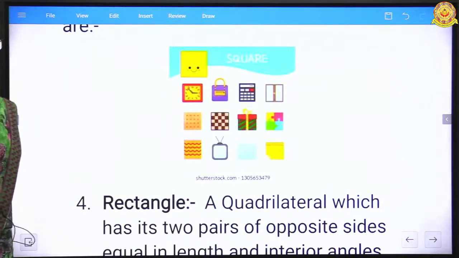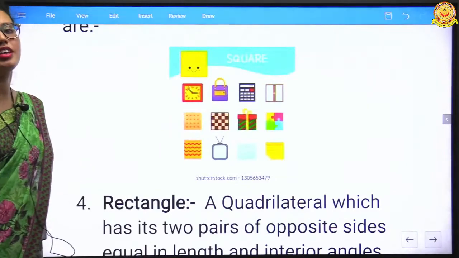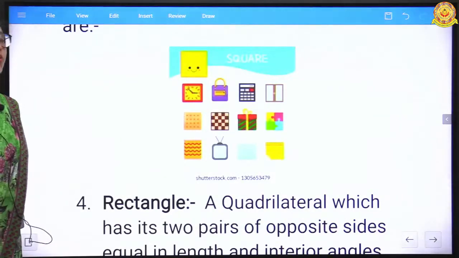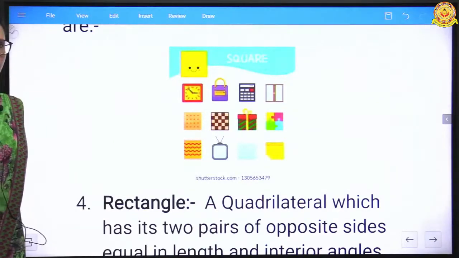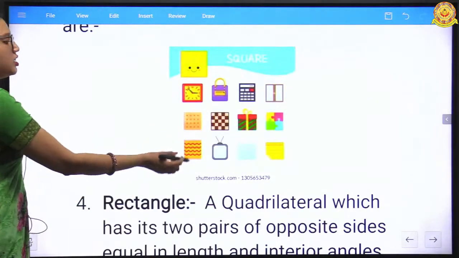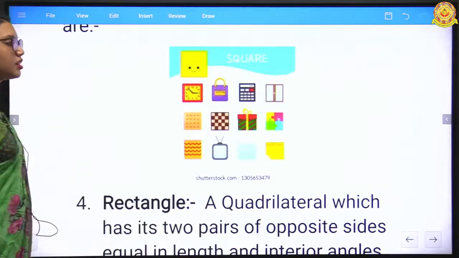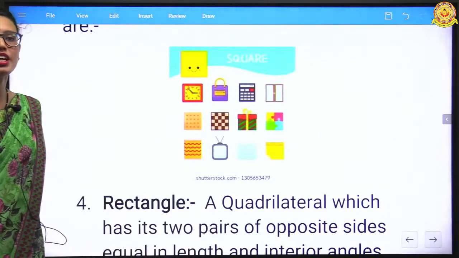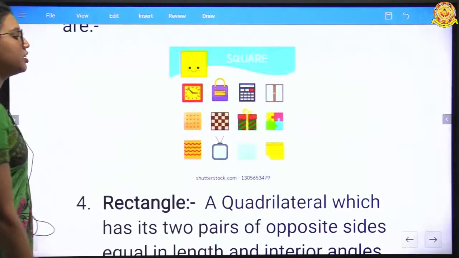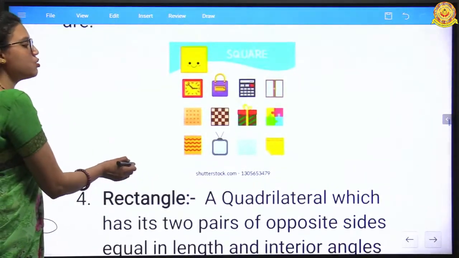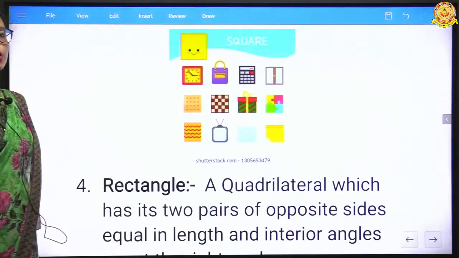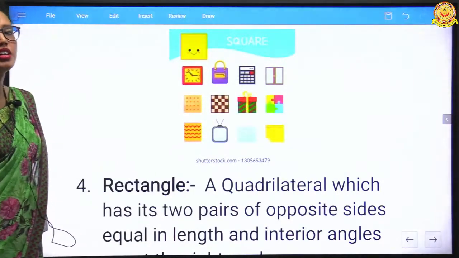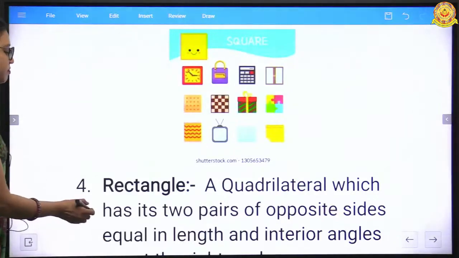Have you ever seen a television? Yes, of course. You have seen it daily in your daily life. Have you ever seen its shape? It is also in a square shape. Have you seen your face in a mirror? Yes, you have seen it daily in a mirror. That is also in a square shape. You sleep on your pillow, that is also a square shape.